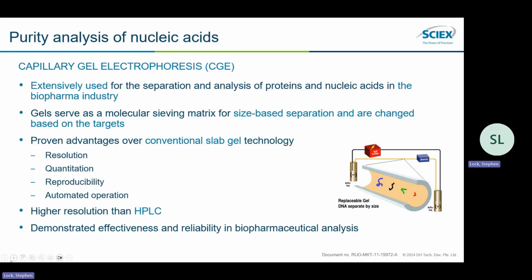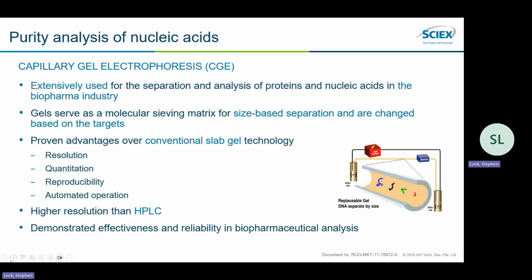What we do is we use a gel as a molecular sieving matrix to enable the size separation of the main peak from maybe clipped variants, which are formed in the manufacturing process.